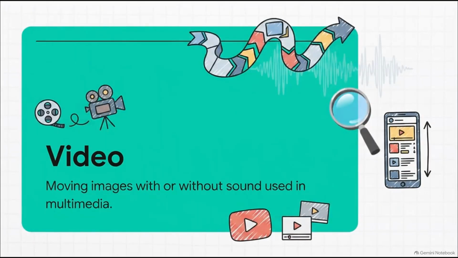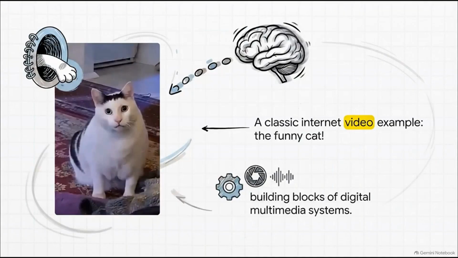Stepping up the complexity just a bit, we arrive at video. By definition, this is moving images, with or without sound, used in multimedia. It's really the ultimate storytelling format, powering everything from deep dive YouTube tutorials to the ads scrolling past on your social feeds. We have all fallen down the internet rabbit hole of funny cat videos, right?